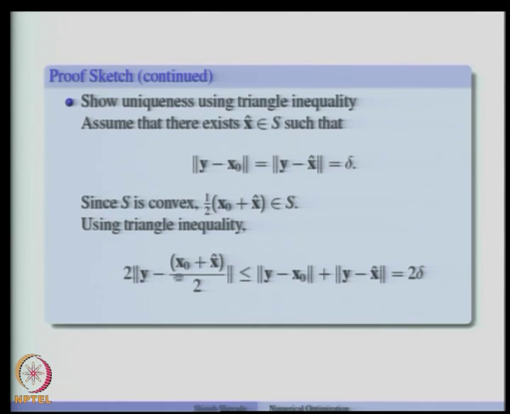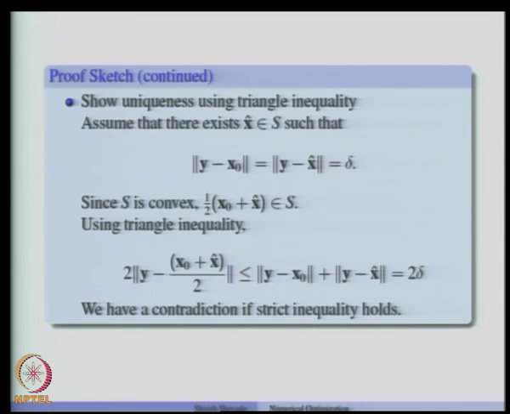Now, if the norm of y minus (x naught plus x hat) by 2 is strictly less than delta, then we get a contradiction, because we have proved that x naught is a minimizing point. If we find another point at a distance less than delta from y, then we get a contradiction. So, the equality holds, which means that the norm of y minus (x naught plus x hat) by 2 is equal to delta, which means that x naught and x hat should coincide. So, if the strict inequality holds, we get a contradiction.